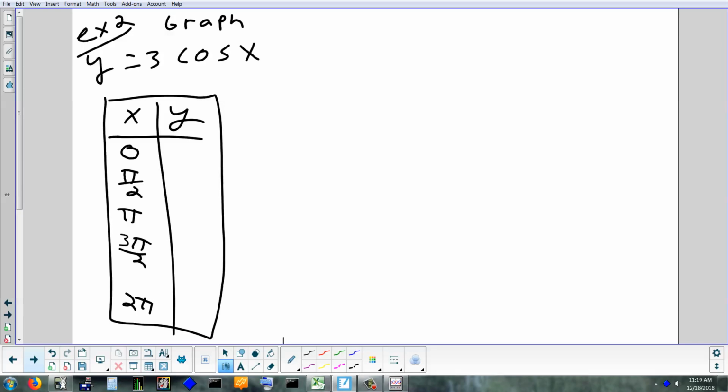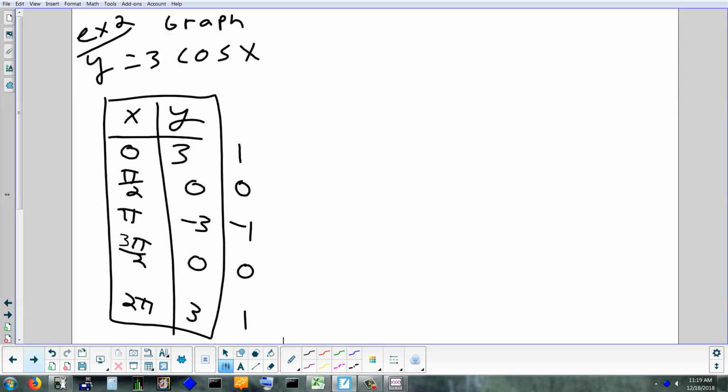For cosine, it was 1, 0, -1, 0, 1. Okay, now we take all those y values, and what are we going to do to them? Yeah. Multiply by 3. Multiply them by 3. So 3, 0, -3, 0, 3.